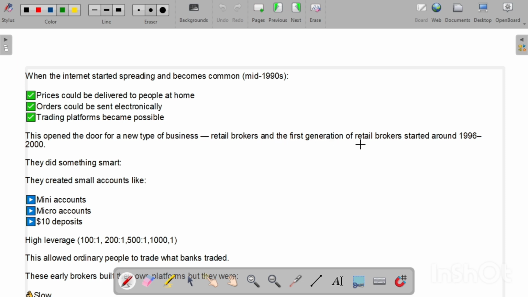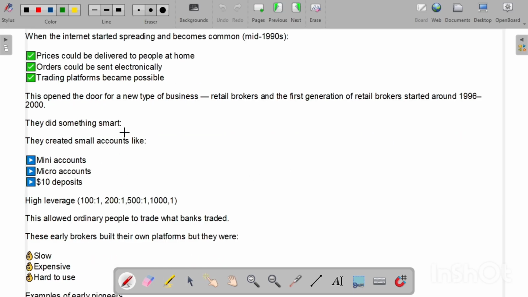The first generation of retail brokers started around 1996 to 2000. People spotted an opportunity in market movement. How can we come up with a way that some people can predict market direction, and after predicting market direction, they could benefit from the direction they pick? If they were right, they make money. If they were wrong, they lose money.